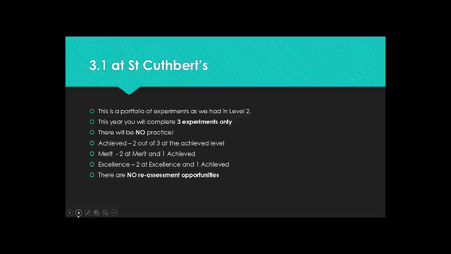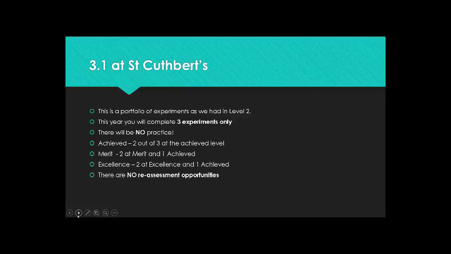So to gain an achieved level, you need 2 out of the 3 experiments at the achieved level. To get merit, you need 2 at merit and 1 at achieved. And to get excellence, you need 2 at excellence and 1 at achieved. Same as last year, there's no reassessment opportunities. So you need to be really proactive, make sure that you understand what it is you're doing before the day.